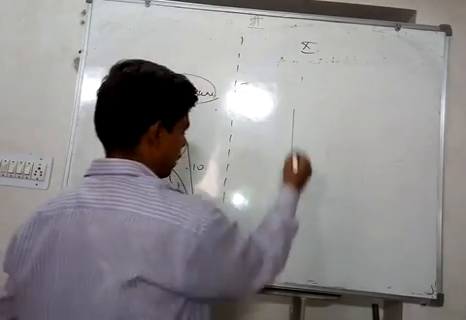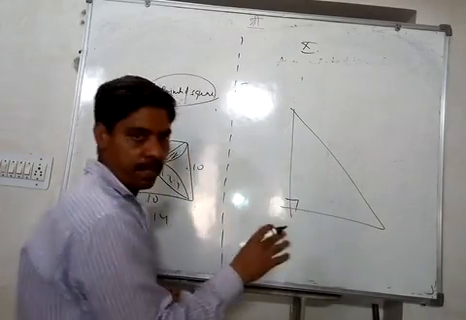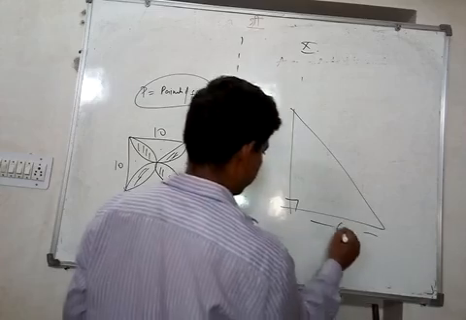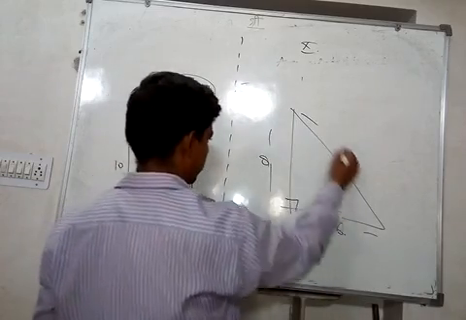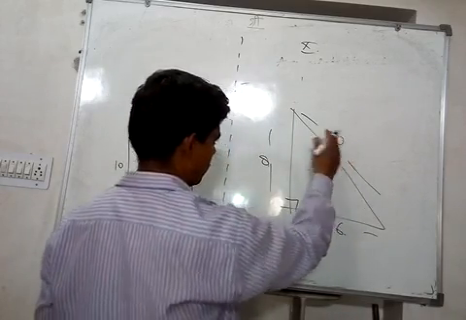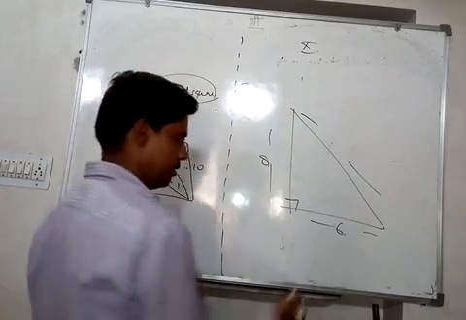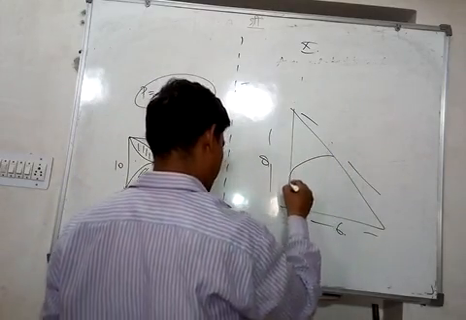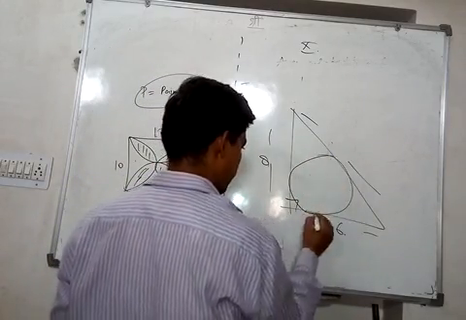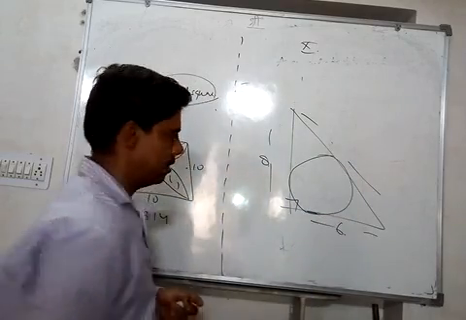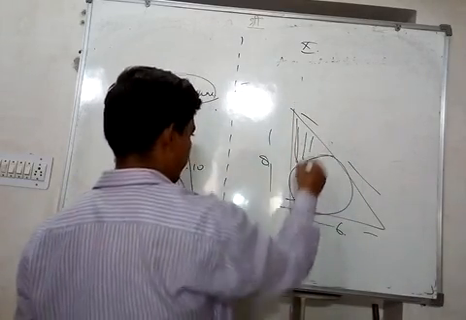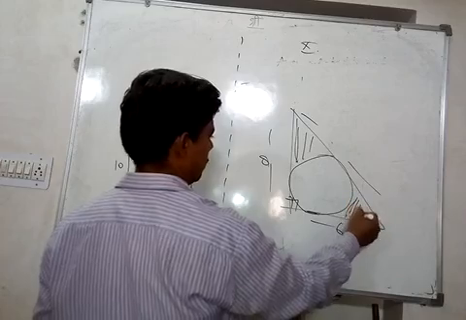This is a right angle triangle. You can pause the video and try it by yourself. This is 6 units, this is 8 units, this is 10 units, of a right angle triangle, you know, 10 units obviously. This is an incircle, touching all three sides. You have to find the area of the remaining region, shaded region.